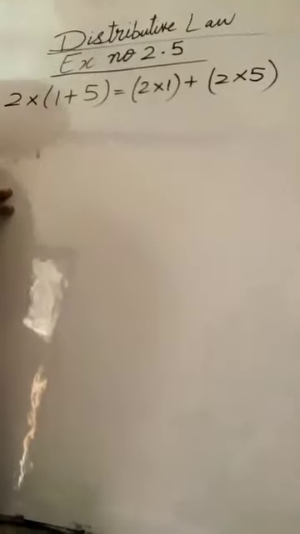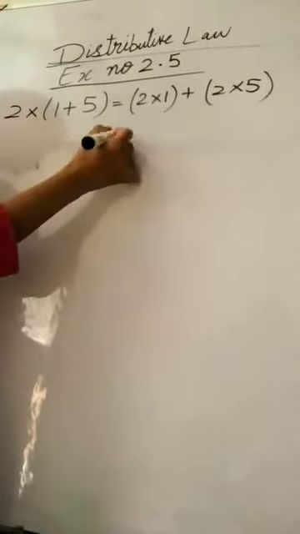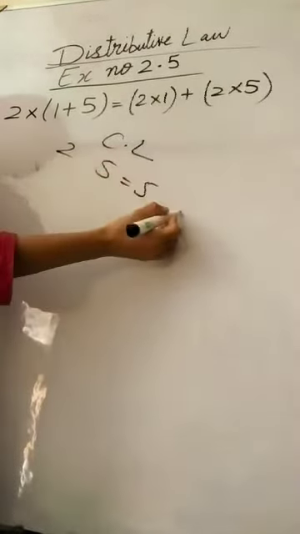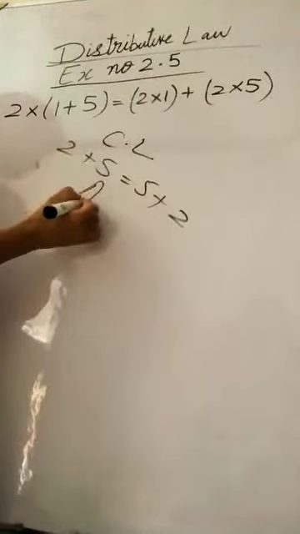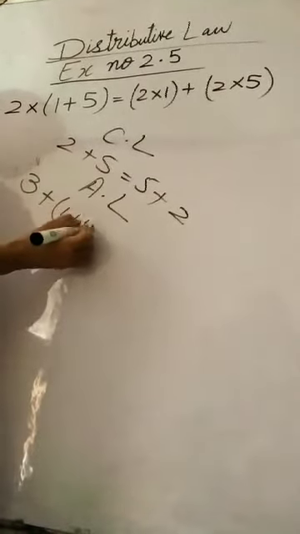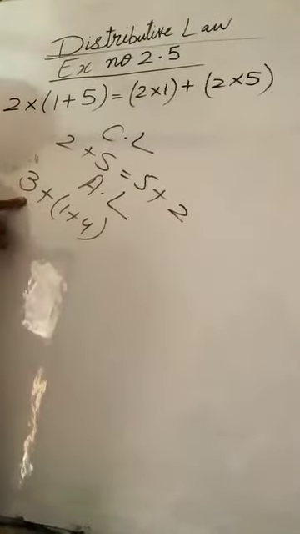The concept of distributive law, exercise number 2.5. The definition of distributive law is when we have more than two values with different signs. In commutative law, we have two values with the same sign. In associative law, we have three values with the same sign.